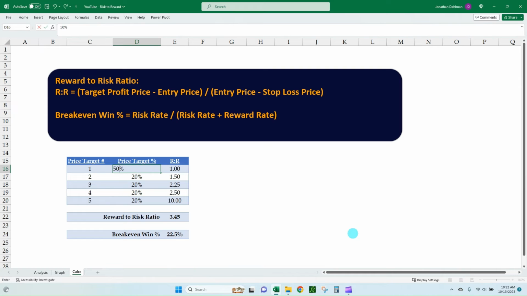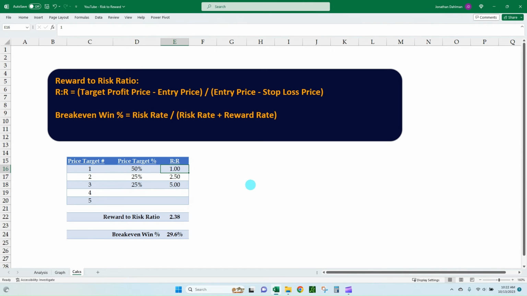And you can change these price targets. Let's say we want to get rid of 2 of them and we just want to have 3. We want to have the majority of our weighting on the first price target at 50, and then 25 and 25 for the remaining 2 positions. So we'd have a break-even win percentage of 41%. We'd have to win 41% of the time in order to break even, because our reward to risk ratio is only 1.44. We can change that, and you can see it goes up, and the break-even win percentage goes down. So that's just really simple math.